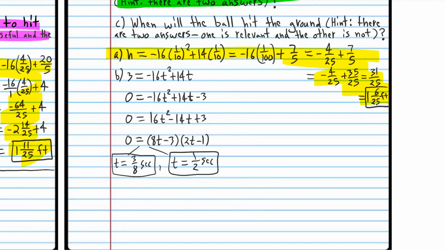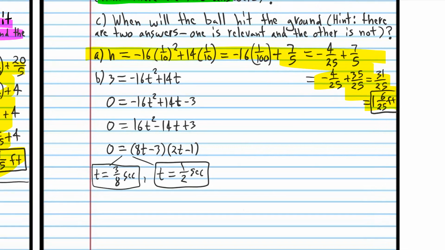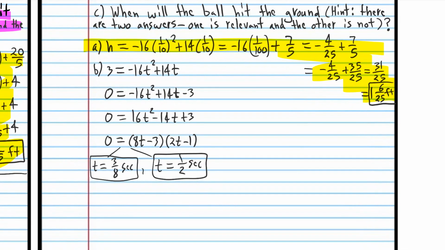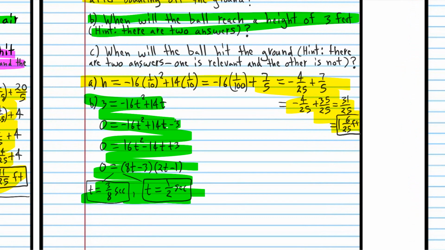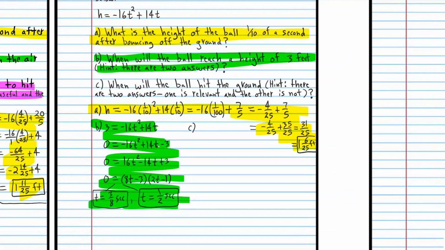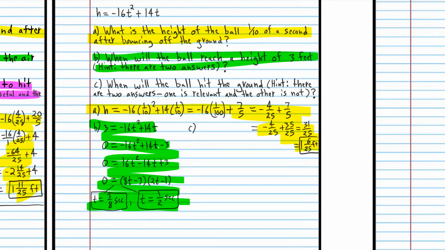So again, the ball bounces off the ground, and 3 feet would be here, so there's going to be 2 times where it reaches 3 feet, here and here. So if you got those answers, good job. All right, on to part C. When will the ball hit the ground? Hint, there are 2 answers. One is relevant and the other is not.